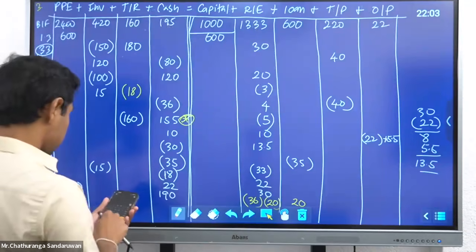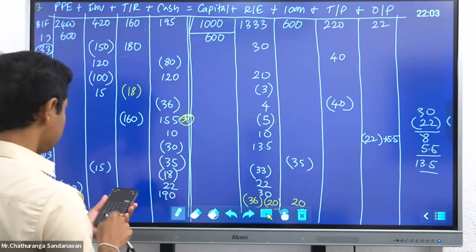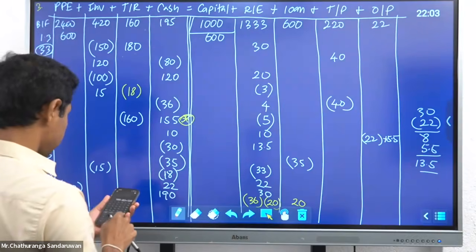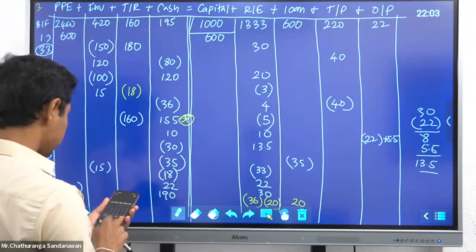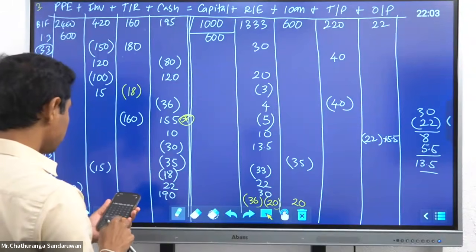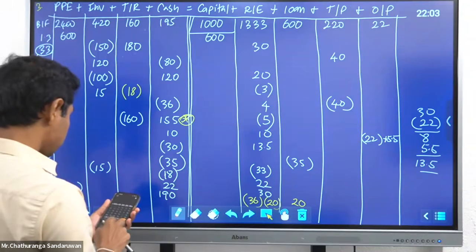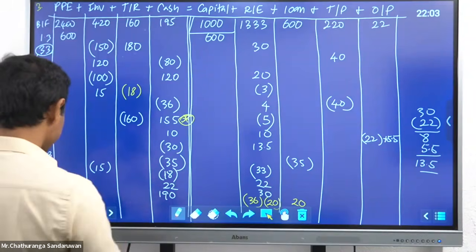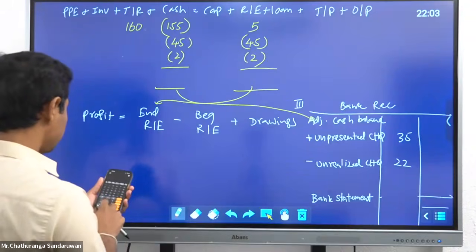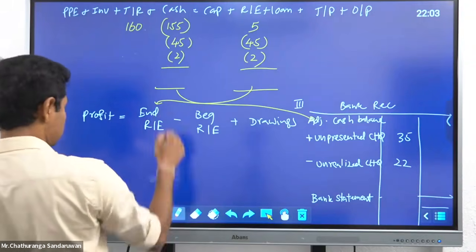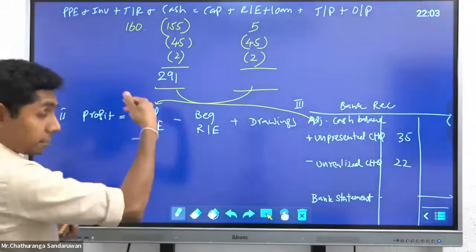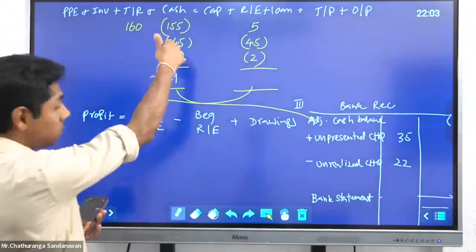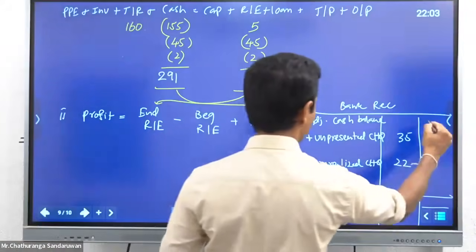Cash balance 195 minus 80 plus 120 minus 36 plus 155 plus 10 minus 30 minus 35 minus 18 plus 22 plus 190 minus 155 minus, let's take 47. If I am not mistaken, the balance here is 291, right? That's the adjusted balance, right? Because all the adjustments have been done here. Therefore, the balance here is 291.